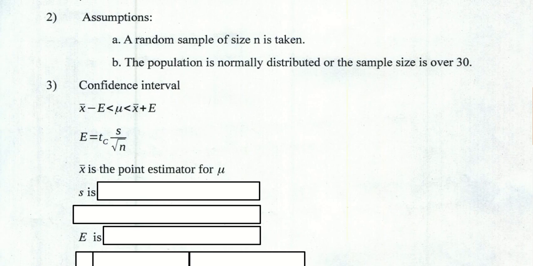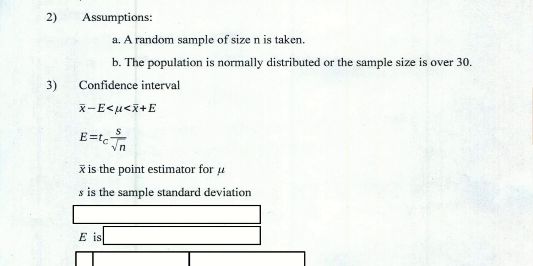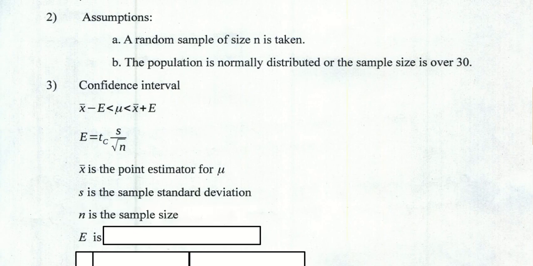Now, x bar is, of course, the point estimator for the population parameter, the population mean, mu. S is, and this is important, this is why we're using t, S is the sample standard deviation. Remember sigma, the Greek letter sigma, is the population standard deviation. So when you see S, you've got the sample standard deviation. N is our sample size, so no great surprise there. And E is called the margin of error. That's the thing that we're adding and subtracting to x bar to get that interval that contains the true population mean, C% of the time.